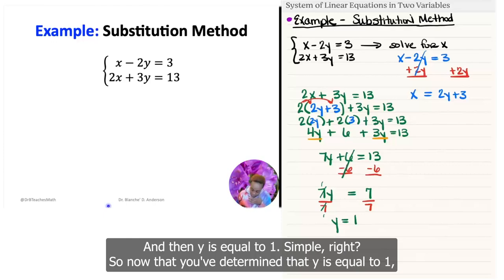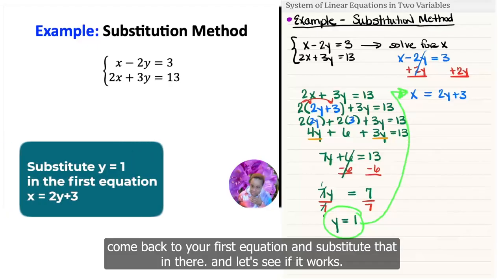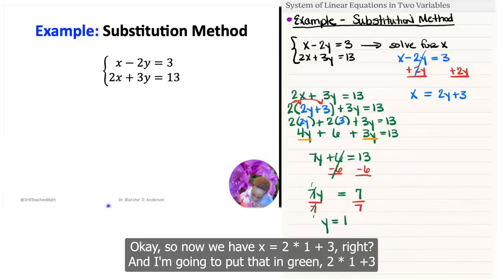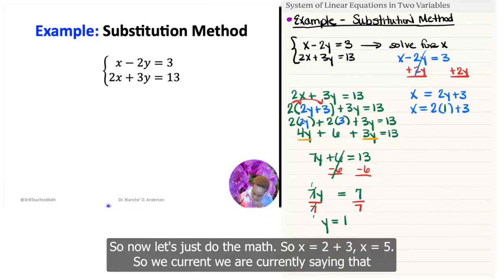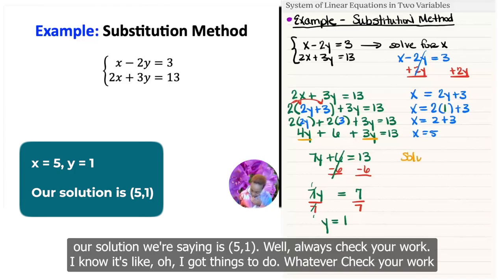Simple, right? So now that you've determined that y is equal to 1, come back to your first equation and substitute that in there. And let's see if it works, okay? Okay, so now we have x equals 2 times 1 plus 3, right? And I'm going to put that in green because I want to make sure you can see. 2 times 1 plus 3. So now let's just do the math. So x equals 2 plus 3, x equals 5. So we are currently saying that our solution is 5, 1.